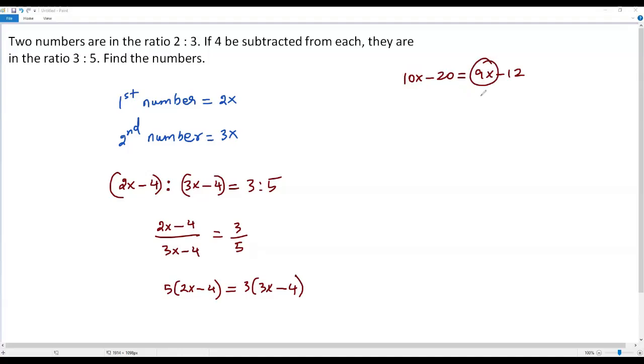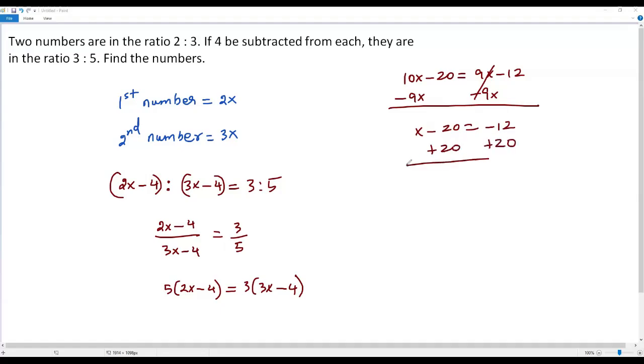Now let me get the 9x over here. For that, I have to subtract 9x from both sides. When I do so, the positive 9x and negative 9x will cancel out. The simplification of 10x - 9x is just x. Then -20 equals -12. Now I add 20 to both sides. When I add 20 to both sides, -20 and +20 will cancel out. When I combine -12 and +20, I am getting x equals 8.